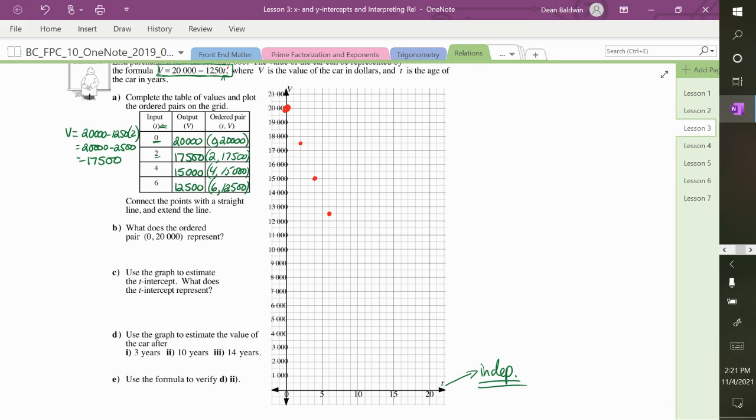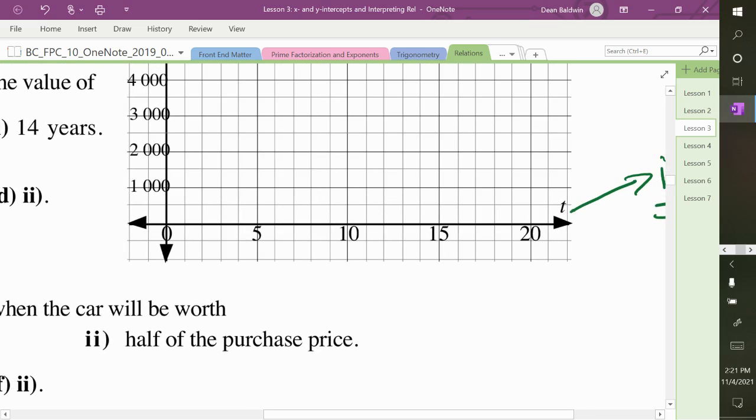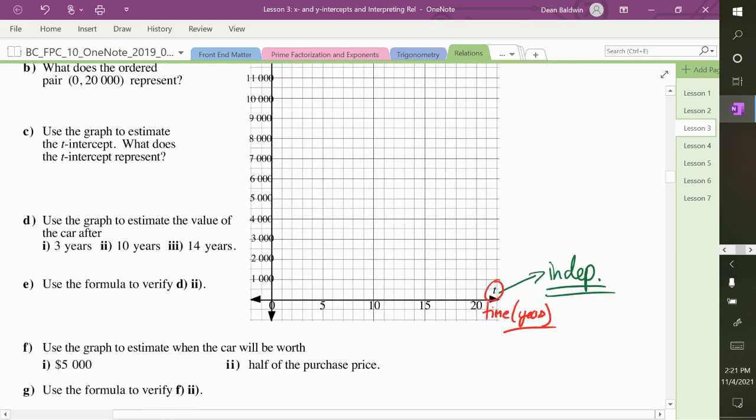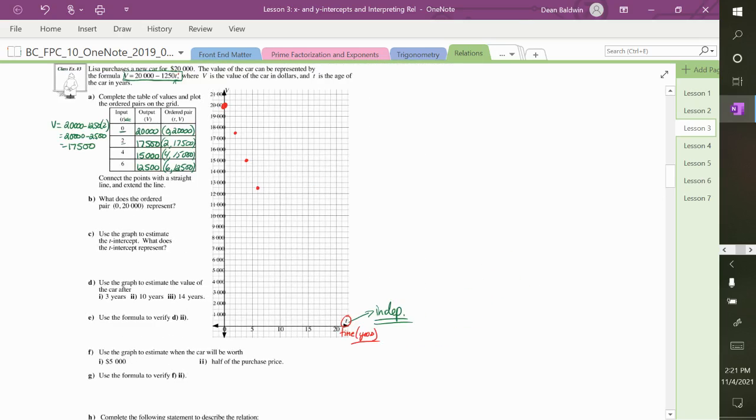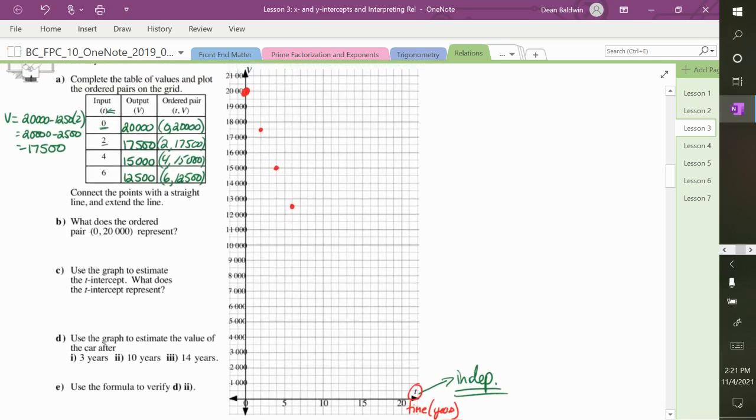Well, what's the variable in the x? It's time, right? In years. So is that discrete or continuous? It's continuous, right? Time is always continuous. You can have 2.1 years, 2.2 years, whatever. It's a weird way to measure years, but you can still do it. So we can connect all of these with a straight line. So take out a ruler, please, and connect them with a straight line.